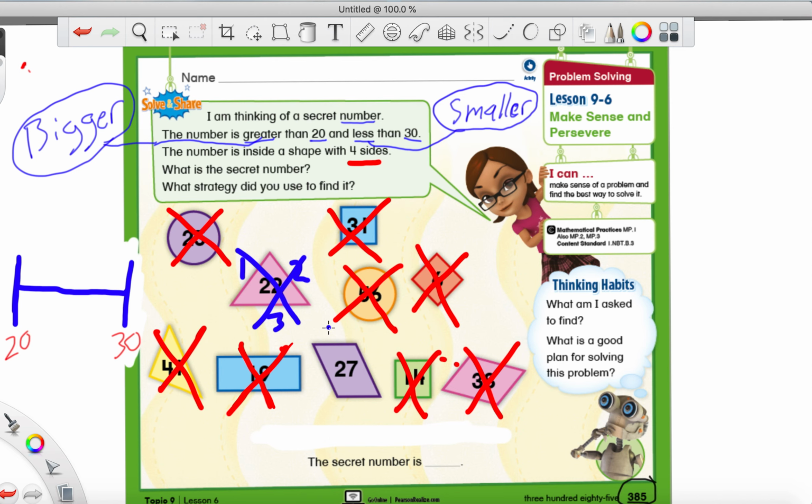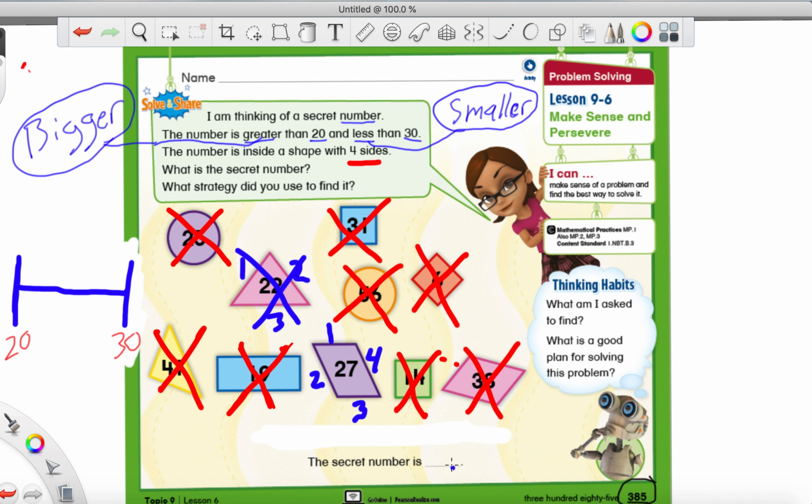Well, let's count them and make sure. 1, 2, 3, and 4. Yep, it definitely has 4 sides. And there's no other clues that are left. It says, what is the secret number now?